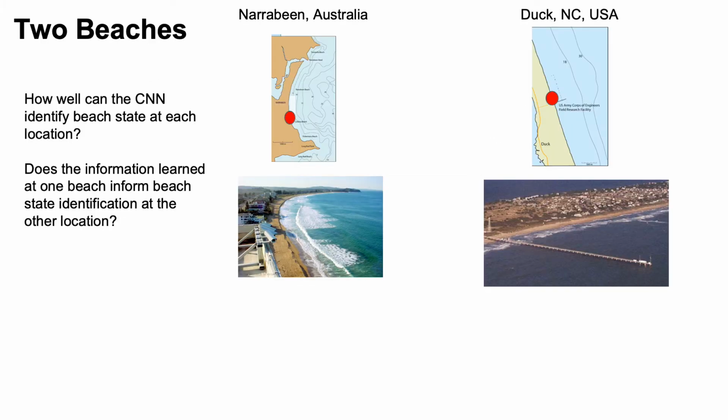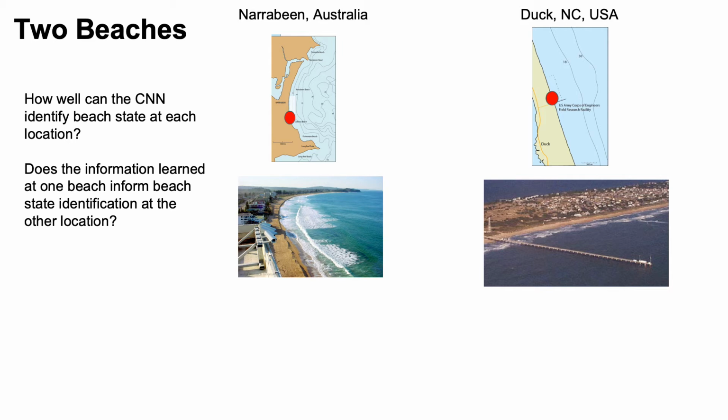The data from this study comes from two locations, Narrabeen, which is located in Sydney, Australia, and Duck, North Carolina, which is located on the east coast of the US. The imagery from Narrabeen comes from the southern end of an embayed beach, and the imagery from Duck comes from the north side of the pier at the Army Corps Field Research Facility, which is an exposed open coastline. Both locations are most often in an intermediate bar state and evolve between five different states.